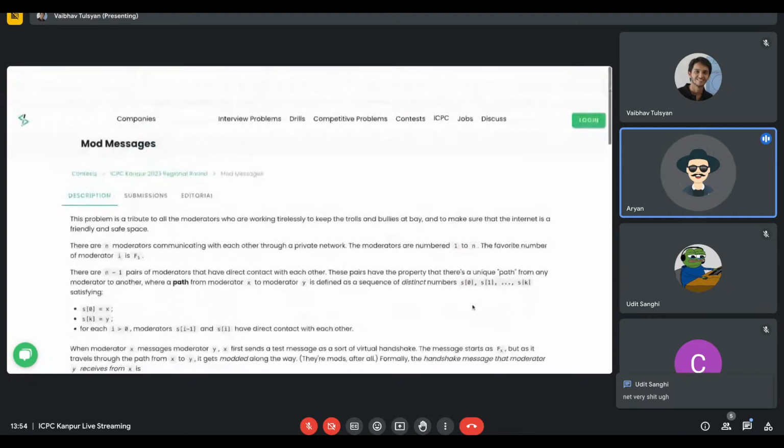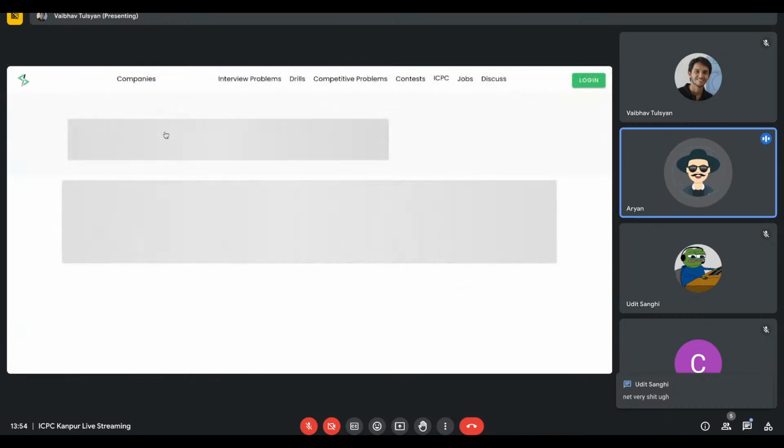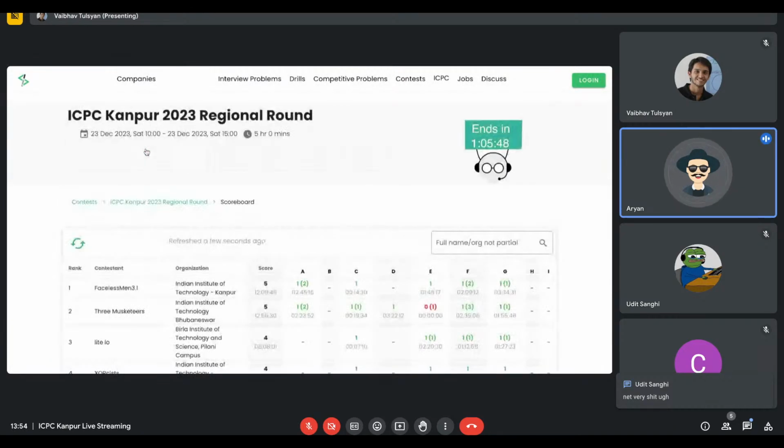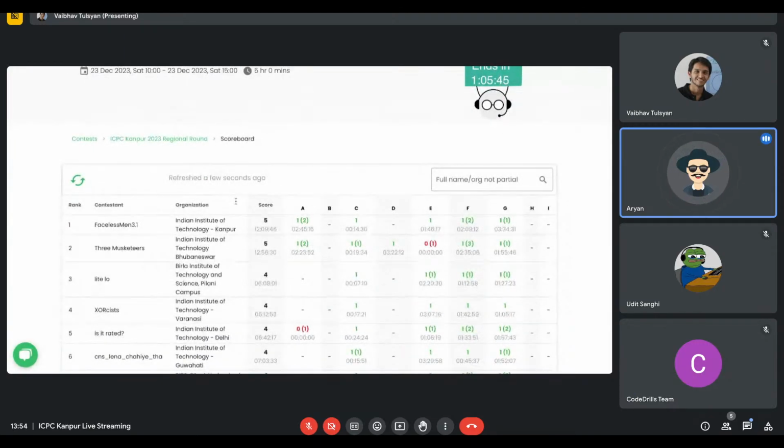Let me look at Is It Rated's solution for A, what they are doing over here. We will close the stream when the rank list freezes. Okay, the first problem is End of Evolution. Let's look at Is It Rated's submission for this problem. So Is It Rated got a TLE on this problem?